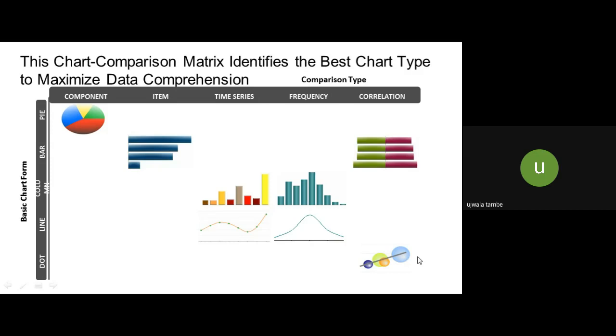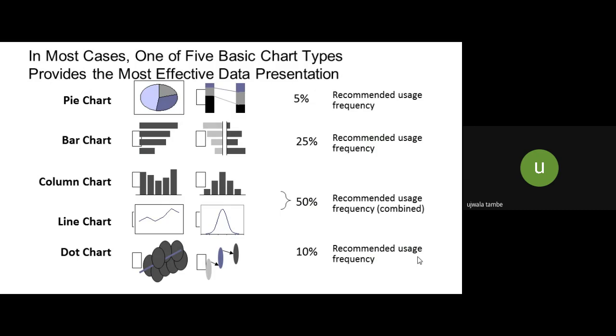Based on these, we can find out in percentile format how often each kind of chart is used, and it gives us a summary of the percentile of use of each chart. As shown here, these five are the basic charts which we use for visualization purposes. The use of the pie chart is 5%. The bar chart is 25%. The column chart and the line chart are combinedly used at 50%. And the dot chart is used at 10%. Based on this slide, we can say that we most probably use the column chart and the line chart, or a combination of both.